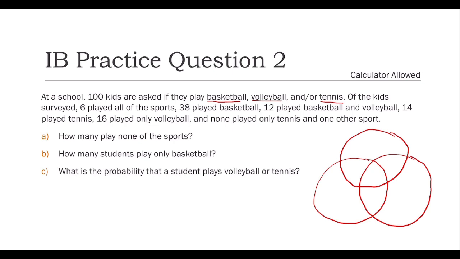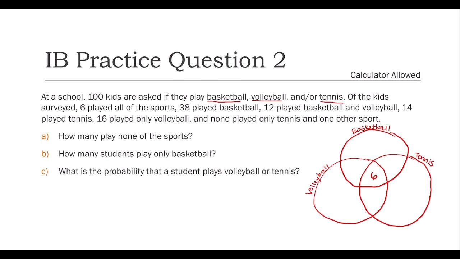So we'll label our circles for each sport. So this is basketball, volleyball, and tennis. So it says, of the kids surveyed, 6 played all of the sports. So we need to find the area of this Venn diagram that overlaps with all 3 of them. So that's right here in the middle, and there's 6 people.